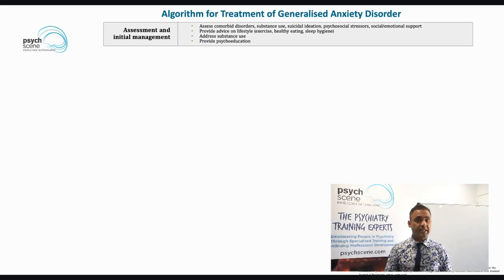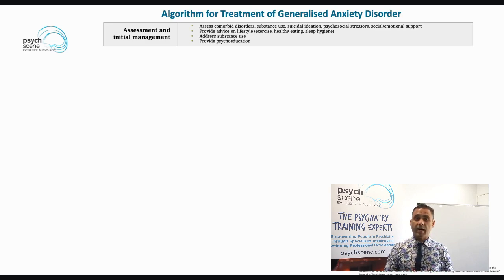Next, let's look at the algorithm for the treatment of generalized anxiety disorder. And this is based on the RANZCP, the Royal Australian and New Zealand College of Psychiatrists guidelines. So the first thing, of course, is assessment and initial management. And here what we're looking at is assessing comorbid disorders. So we're looking at organic conditions, we're looking at substance involvement, any stresses, what the supports are like.